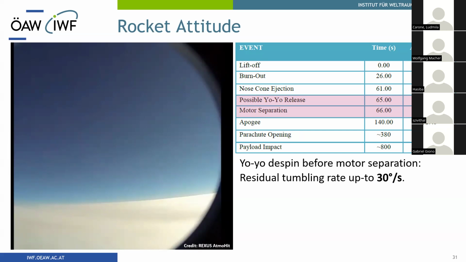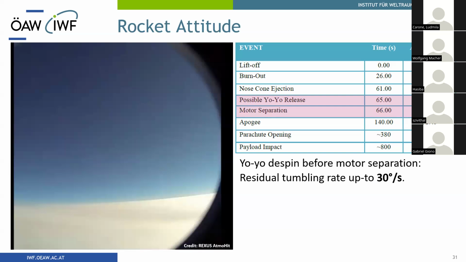When you launch, the rocket is spinning for stability, because the atmosphere is putting pressure and forces on it. If the rocket is spinning, it's much more stable. It's like a cylinder spinning. It doesn't take too much. But after that, maybe you don't want the rocket to spin so fast. So you have a yo-yo de-spin where you eject masses to kill the rotational momentum.